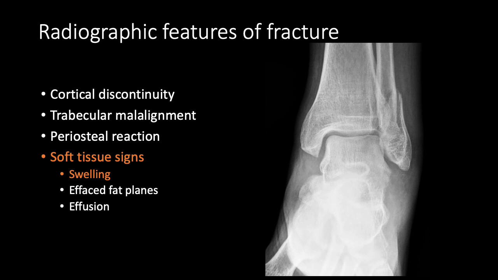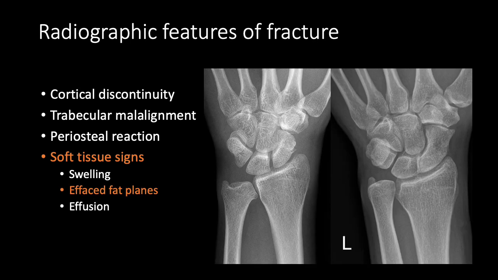Soft tissue signs can also be useful in the detection of fractures. So let's talk about swelling. When you look at the image of the ankle in this slide, if you compare the soft tissues at the medial aspect of the ankle joint and the lateral aspect of the ankle joint, you'll notice that there is soft tissue swelling at the lateral aspect. And this is also consistent with the underlying distal fibular fracture in this case.